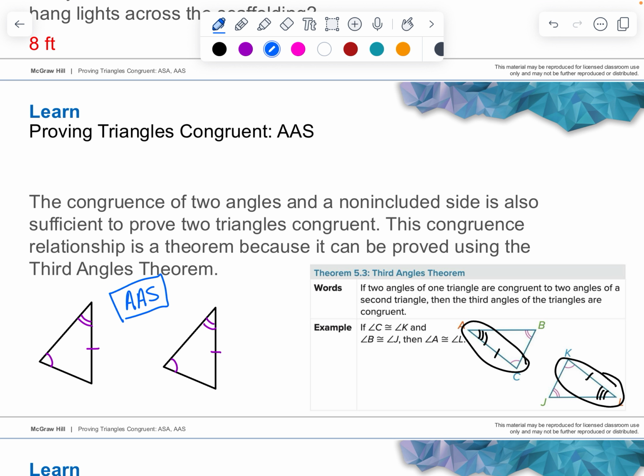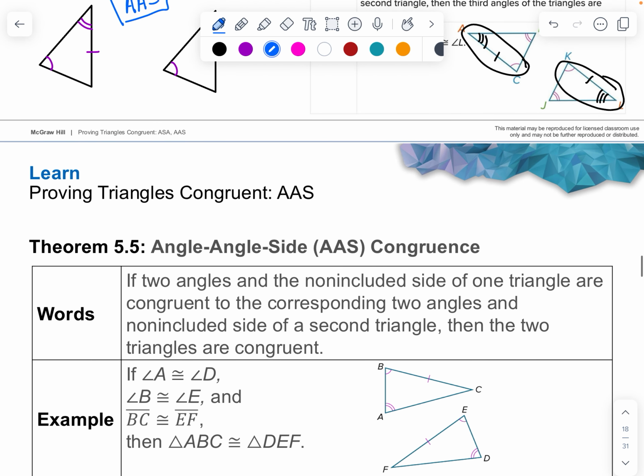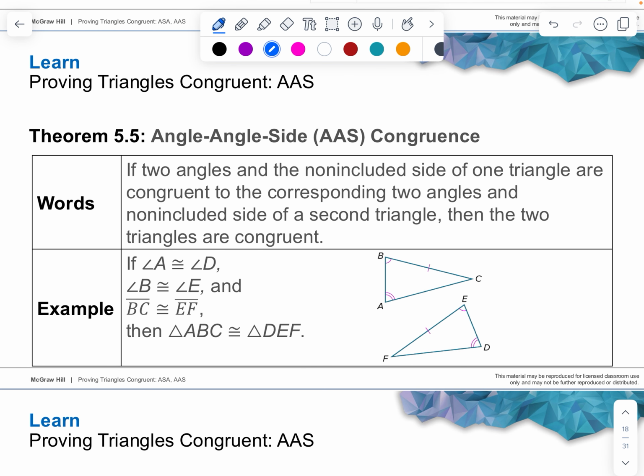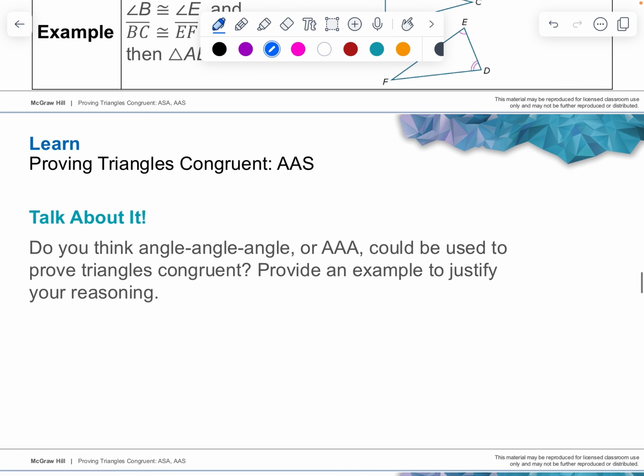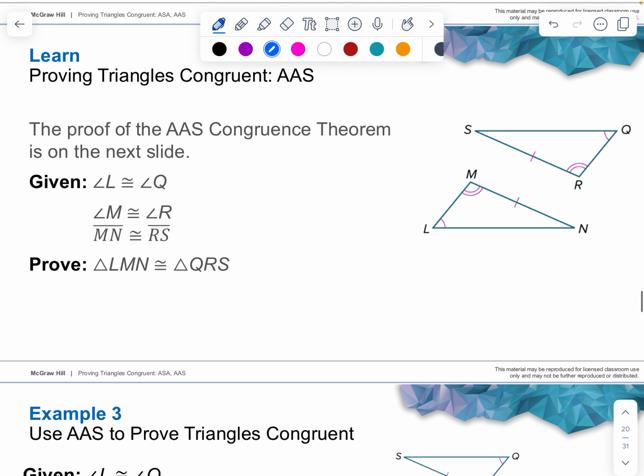So angle angle side. All right. If 2 angles and the non-included side are congruent to the corresponding 2 angles and non-included side, then the 2 triangles are congruent. Okay, so let's see one of these as a proof. If angle L is congruent to angle Q, and angle M is congruent to angle R, and MN is congruent to RS, prove that they are congruent.